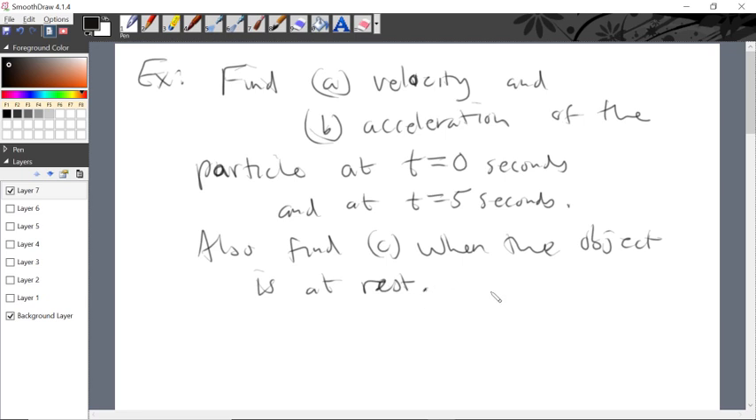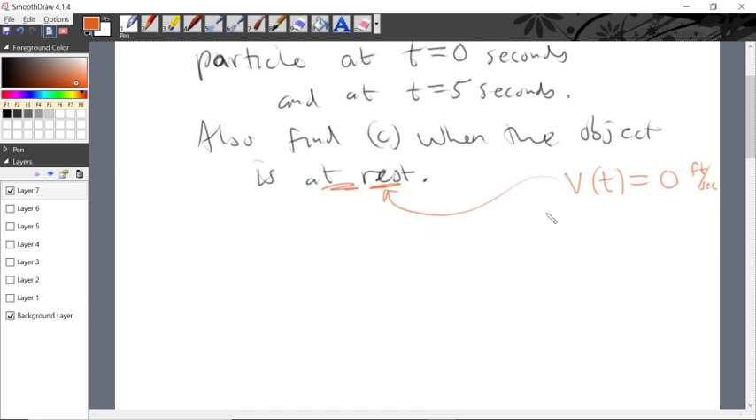Now, in order for an object to be at rest, according to what we're looking at here, that means it is not moving. And if it is not moving, at rest, that means that the velocity at that time is equal to 0. Okay? And in this case, this will be 0 feet per second. I'll put the distance in feet. So it's at rest if the velocity happens to be 0. For any value of t such that the velocity is 0, the particle would be at rest.